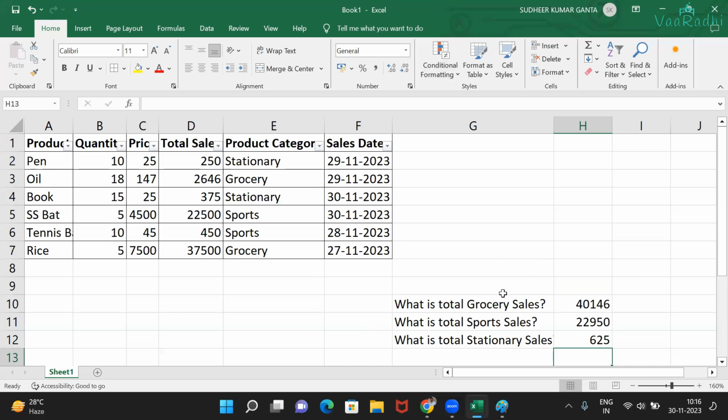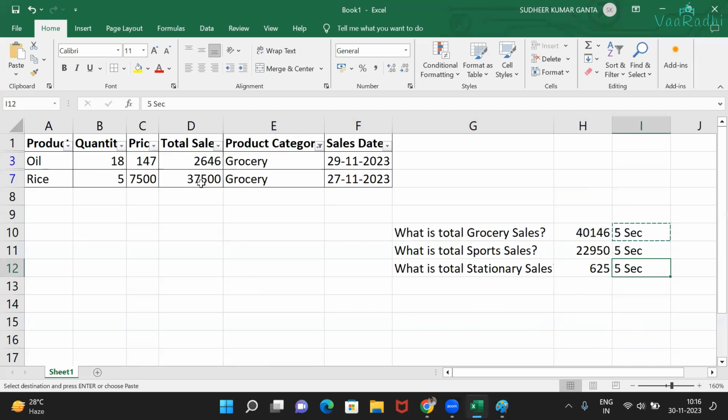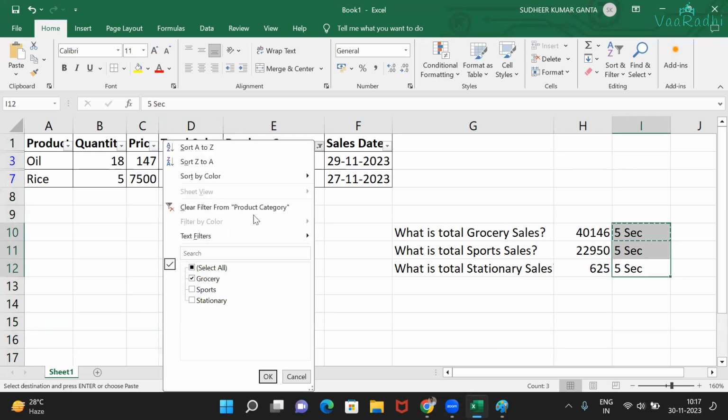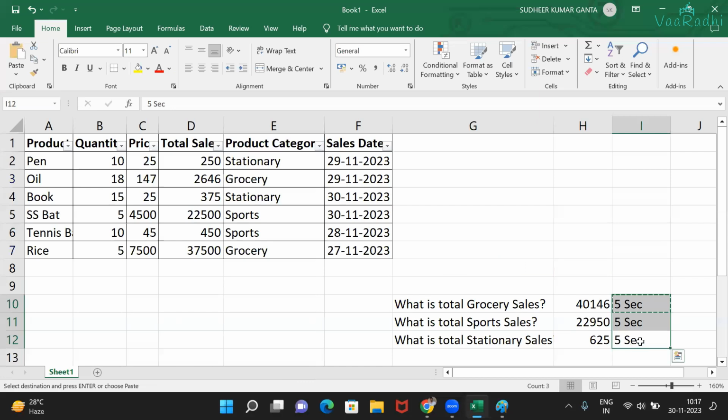So what is the time? Can I say only 5 seconds time I took to answer each of these questions, guys? Yes, within 5 seconds. We are just filtering, selecting total sales, looking at the total sales and recording it here. And remember, this 5 seconds time is going to remain the same, either your record count is 6 or 1000 or 10,000.